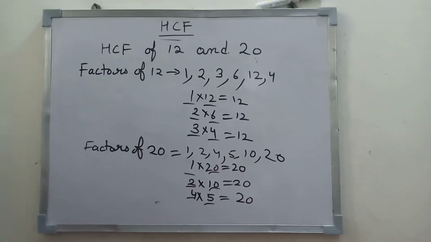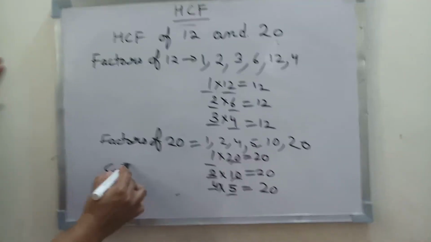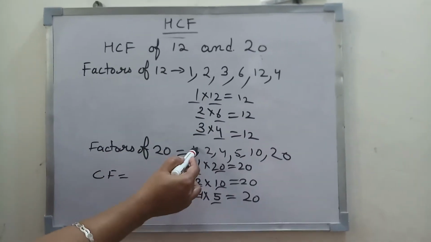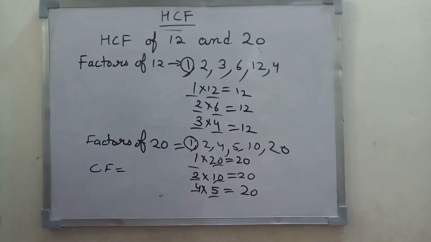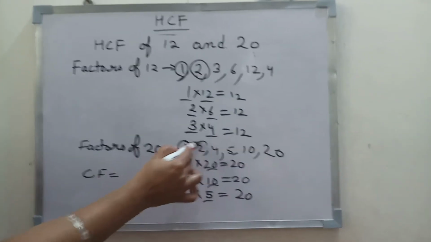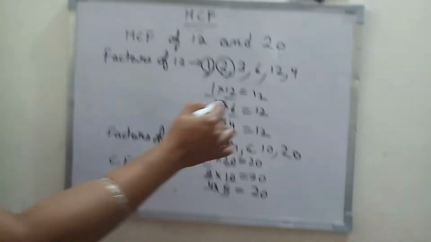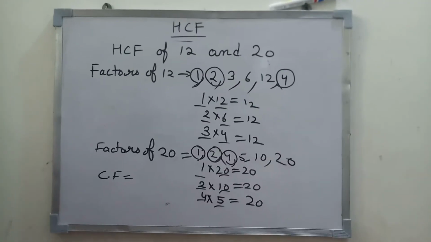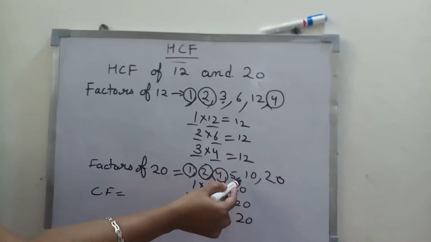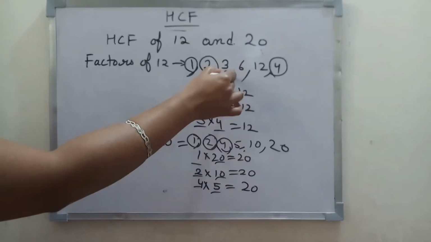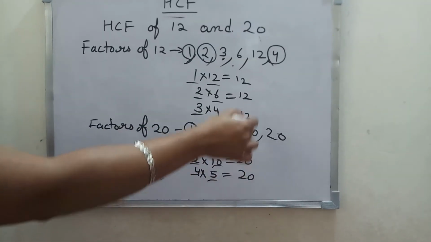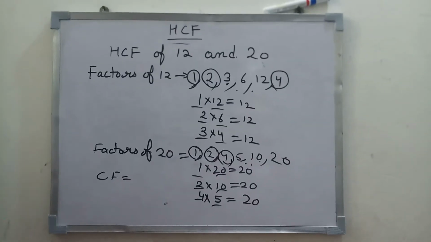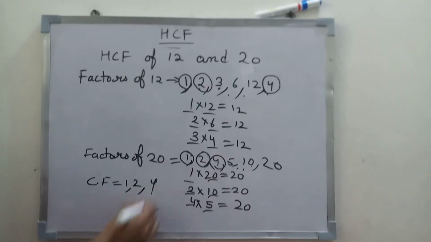Now we have to find out the common factors first. So let us see which are the common factors. 1 in both the cases. 2 is the factor of both the numbers. Similarly, 4 is the factor of both the numbers. But 3 is the factor of 12, but it is not the factor of 20. 6 is the factor of 12, but not of 20. 12 is the factor of 12, but not of 20. So we have common factors 1, 2 and 4.